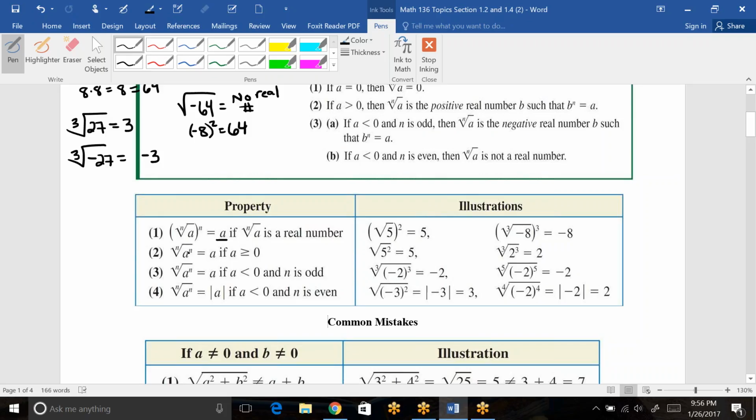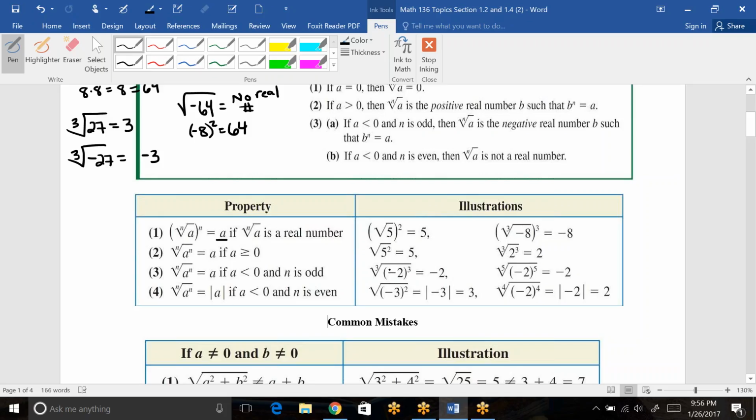If the power is on the inside, you have to be a little bit more careful about what's going on with the base. For example, the square root of 5 squared, that's 25, and then you take the square root and it's 5, so that still works. The cubed root of 2 cubed is 8, cubed root of 8 is 2. That still works. So as long as the base is positive, nothing changes about how we evaluate it.